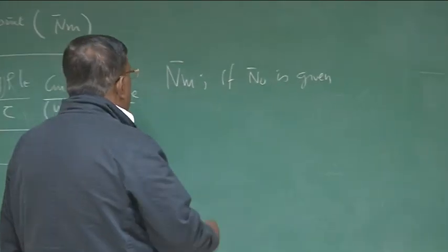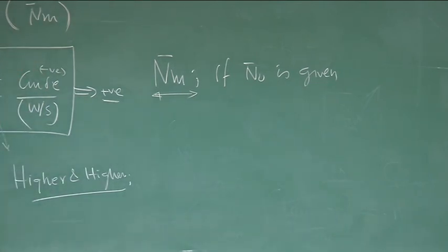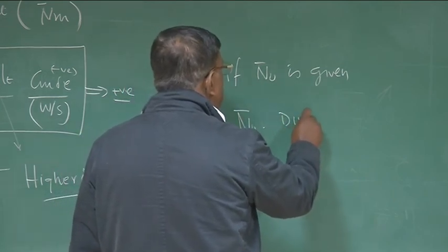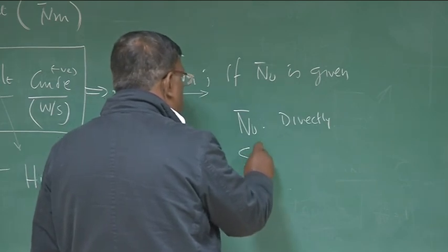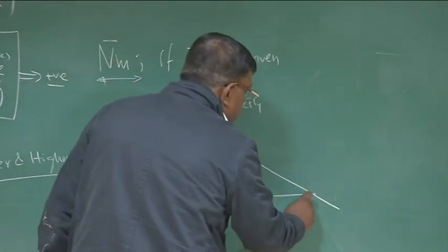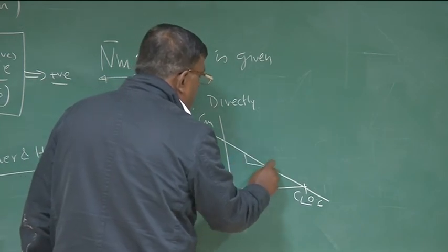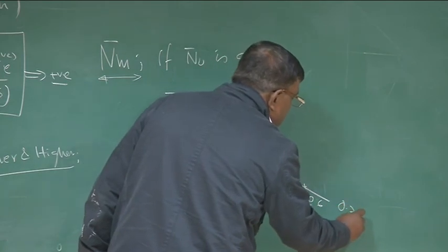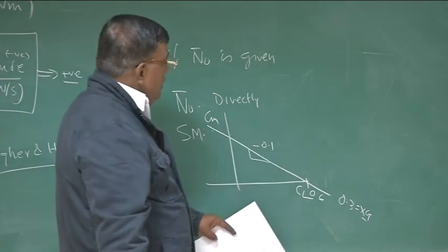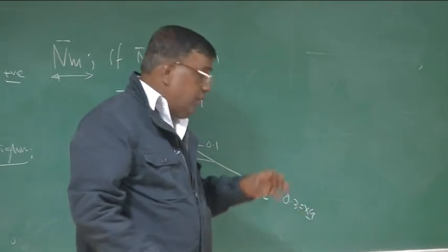So we are discussing how to find nm, the maneuvering point, if n naught is given. And you'll see in such numericals, or in the practical field also, n naught could be given in two ways. One is directly. Another is through the static margin. Let's say a CM versus CL graph is given. Let's say this point is CL 0.6, the slope is minus 0.1, and this corresponds to a particular CG location, which is 0.3. XCG bar is 0.3.